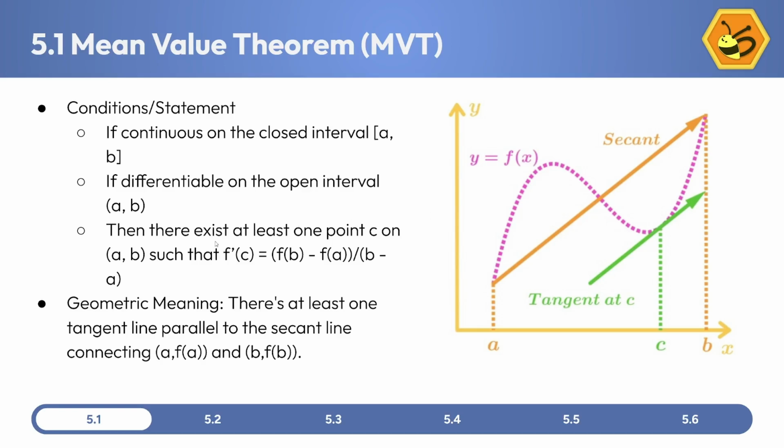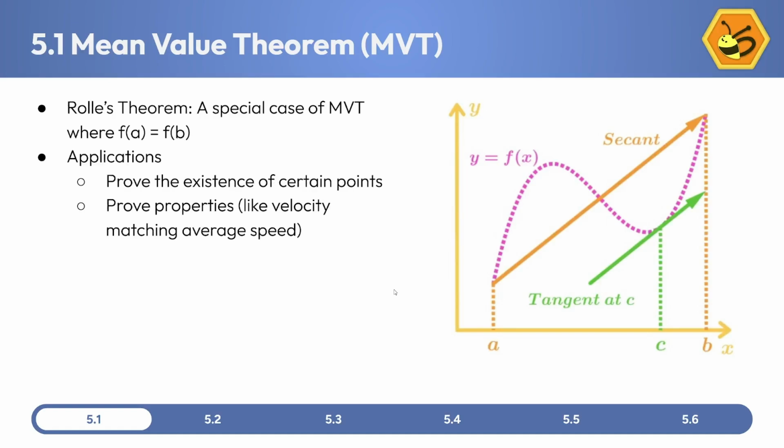By the way, note that it is at least one, not necessarily only one. For example, in this graph here, if you look at the top of the pink curve, it's possible that we have another tangent line that might be parallel. So just remember that we may have more than one point. Okay, so far, are there any questions? Again, feel free to put questions in the chat anytime.